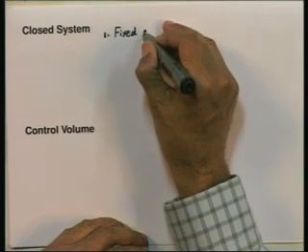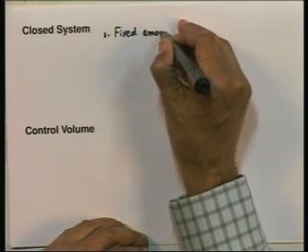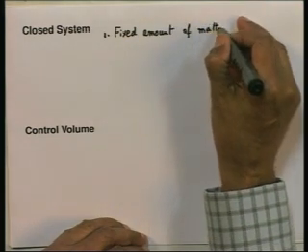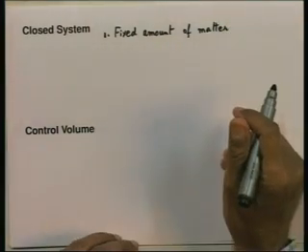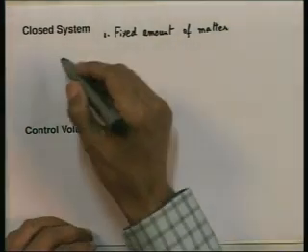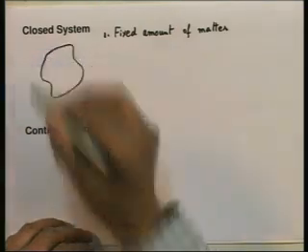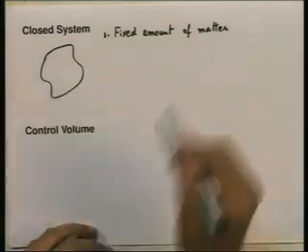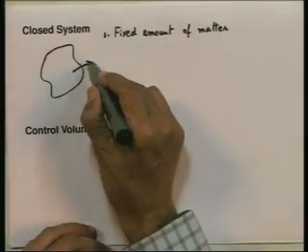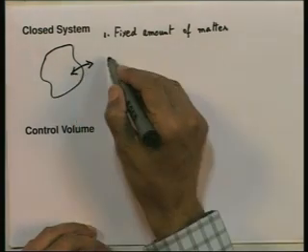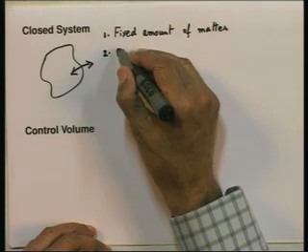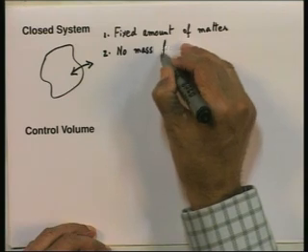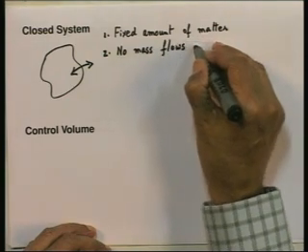That matter may be a solid, a liquid or a gas, it does not matter what we are referring to, but a fixed amount, a fixed mass of matter. Across the boundaries of the closed system, let us say this is my closed system and at some instant these are the boundaries, this is the matter within it. Across the boundaries of this closed system, in or out, there is no mass flow, no mass flows across the boundaries of the system.